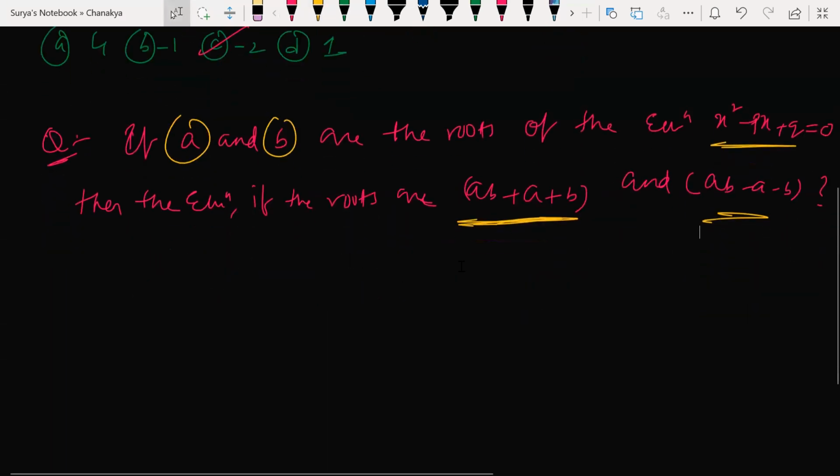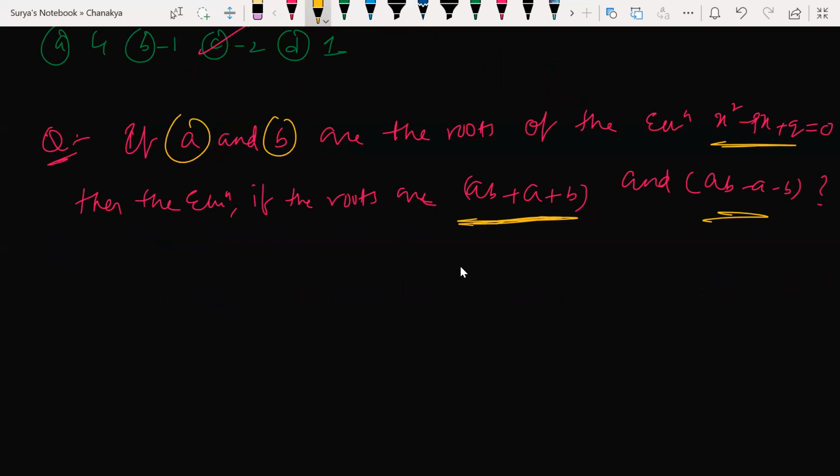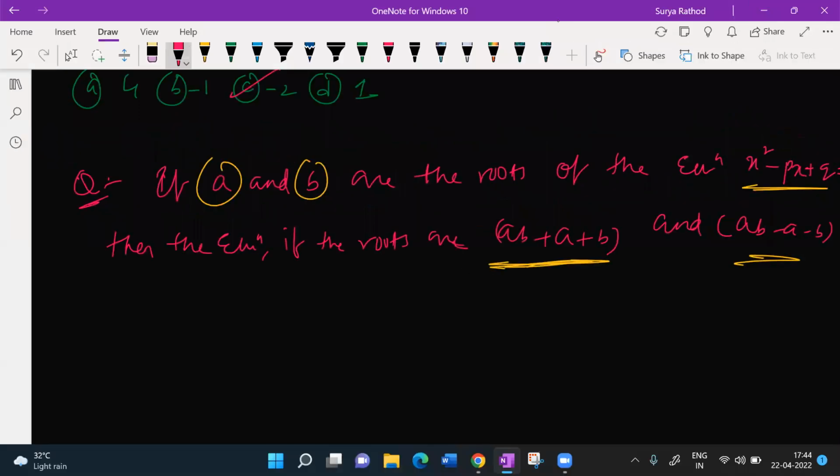Sir, can I just tell the equation once again? Okay. x square minus px plus q, that was px. Okay, sir. Pretty simple. You have to respond in the chat box.